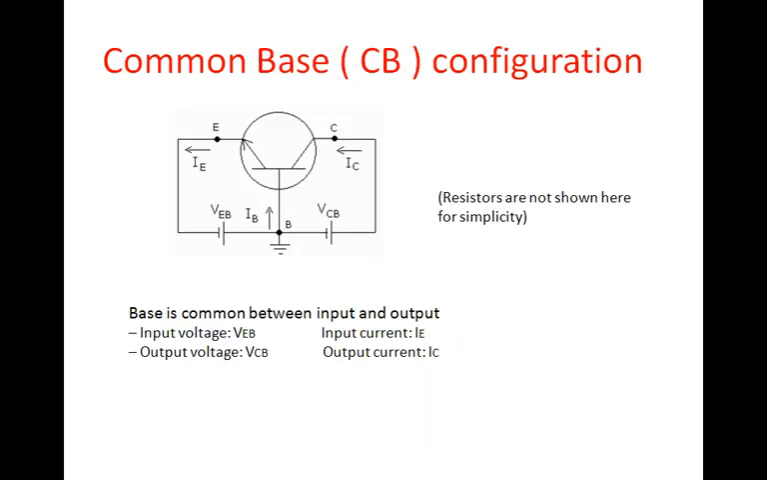Come to common base configuration. Here the base is common between input and output circuit. This is an NPN transistor. So VEB, the emitter to base junction, is forward bias, and collector to base junction is reverse bias. Emitter and collector are N layers, whereas base is P layer.